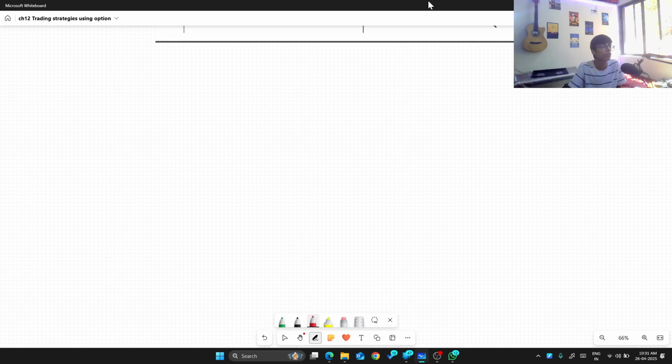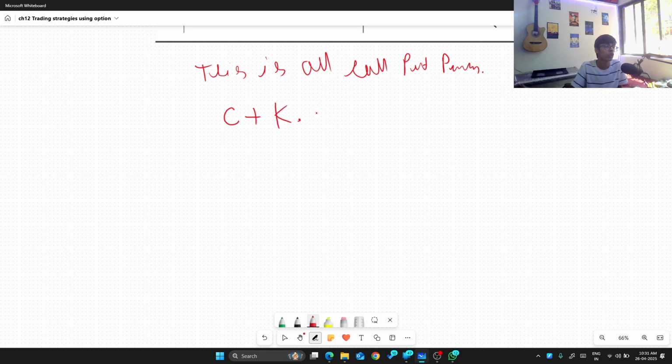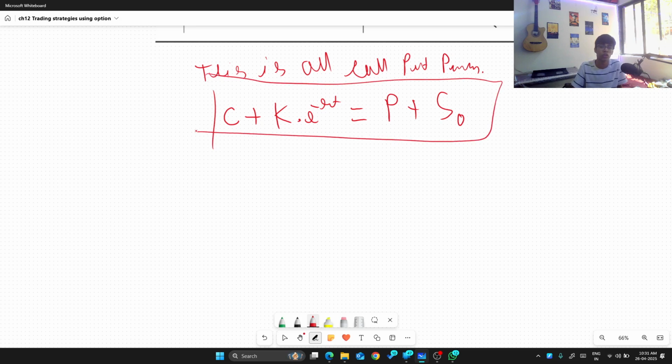And this is all because of call-put parity. There is a relation between both, right? We have a relation: the call price plus a zero-coupon bond or a money savings account equals the put price plus the underlying asset, right? This is all because of call-put parity.